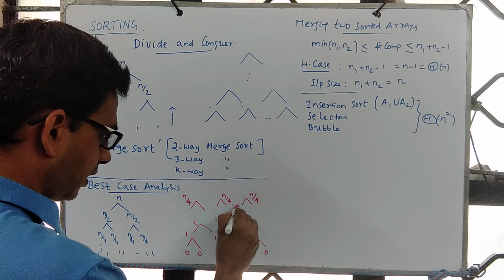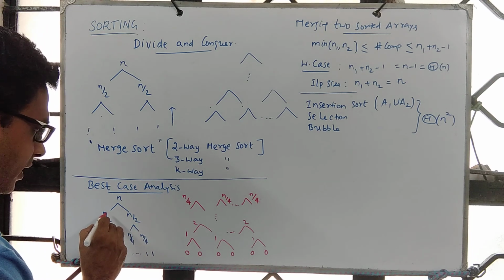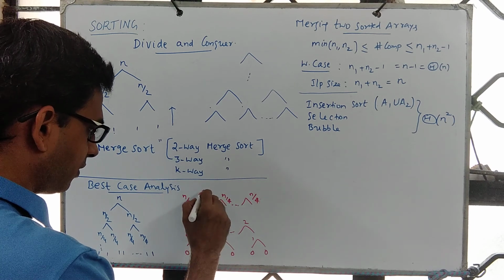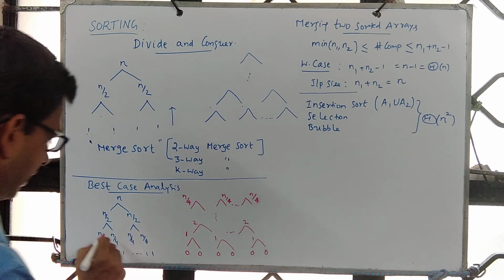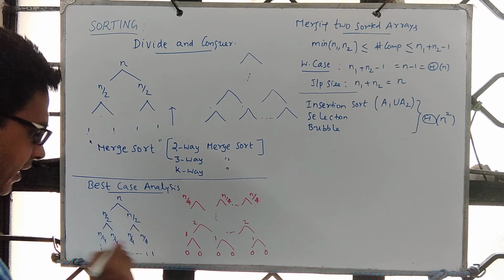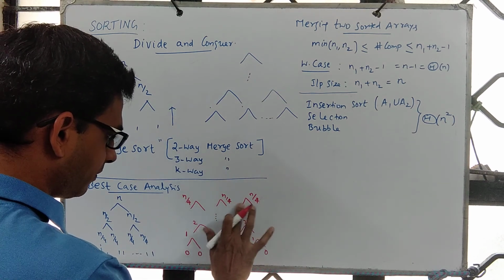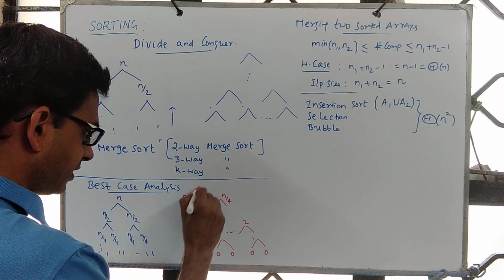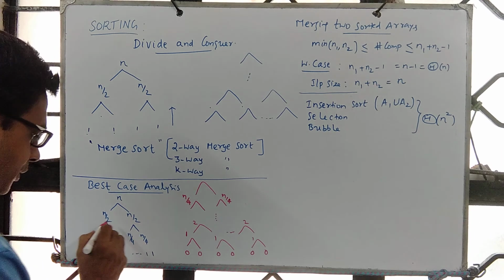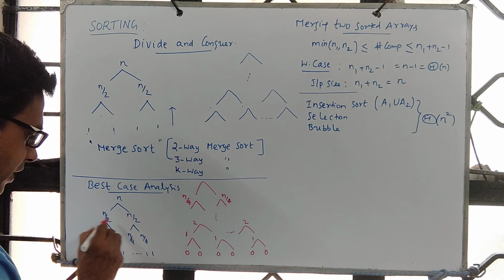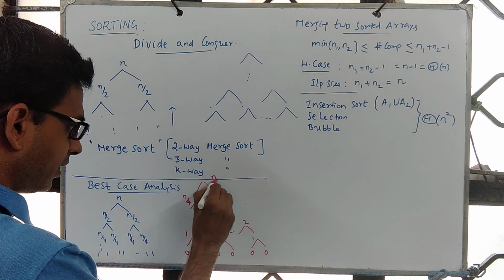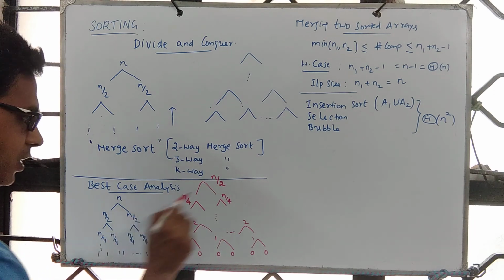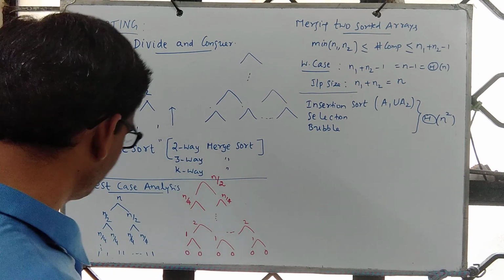And now, to get a sorted array of size n, what is it that we would be doing at this stage? This is what we get, right? Now, to get a sorted array of size n, you have two sorted arrays of size n by 2 and n by 2, and the cost for merging them is min of n1 comma n2. So at the root it is n by 2.